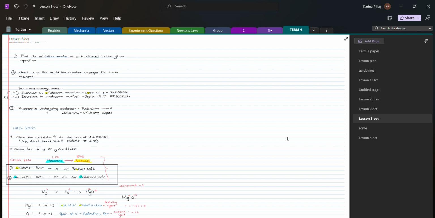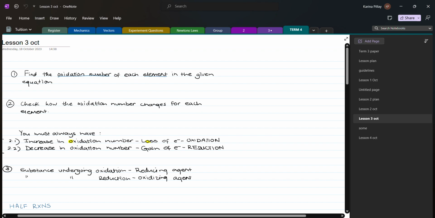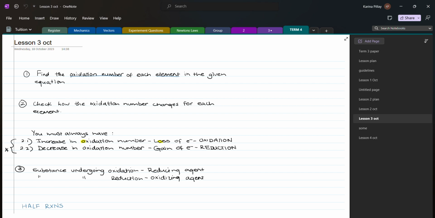A quick recap of what we did previously was we basically took a look at how do we determine these half reactions. And we looked at some general rules or general hints that you can use whenever you're given your paper. What are some of the first things that you should focus on doing? Number one, you should always find your oxidation number of every single substance or element in the given equation. The second thing is you want to check how those oxidation numbers are changing.